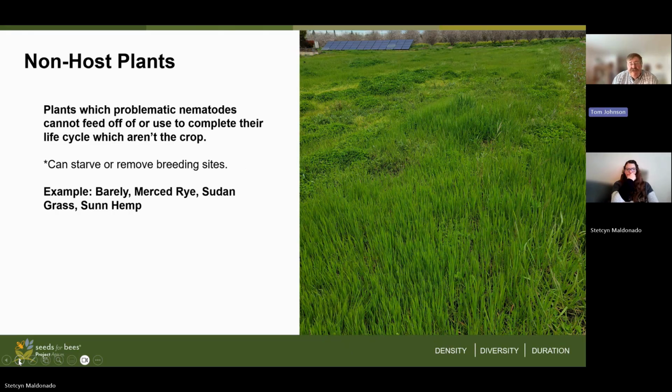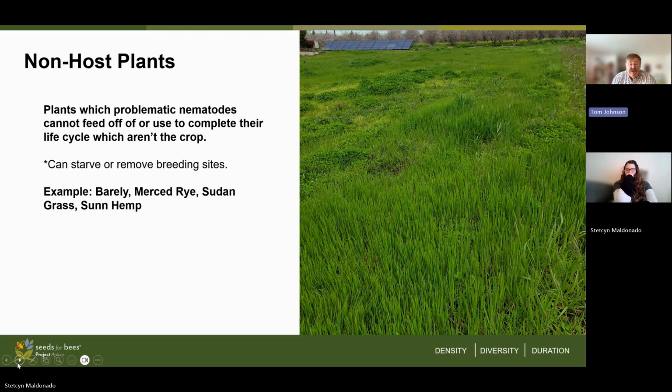So one of the techniques in trying to keep nematode populations in check is a rotation with non-host plants. A non-host plant is basically a plant that either the problematic nematodes can't feed off of, or they can't complete their life cycle within that crop. So they starve, or they don't reproduce as well. Sometimes it can be reduced or kept in check with a one year rotation. Sometimes it may take several years of hammering that thing to try and bring that population down.